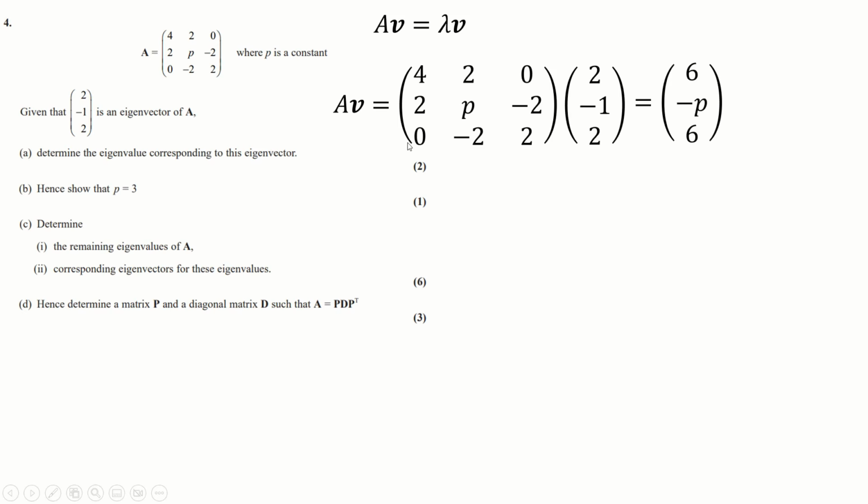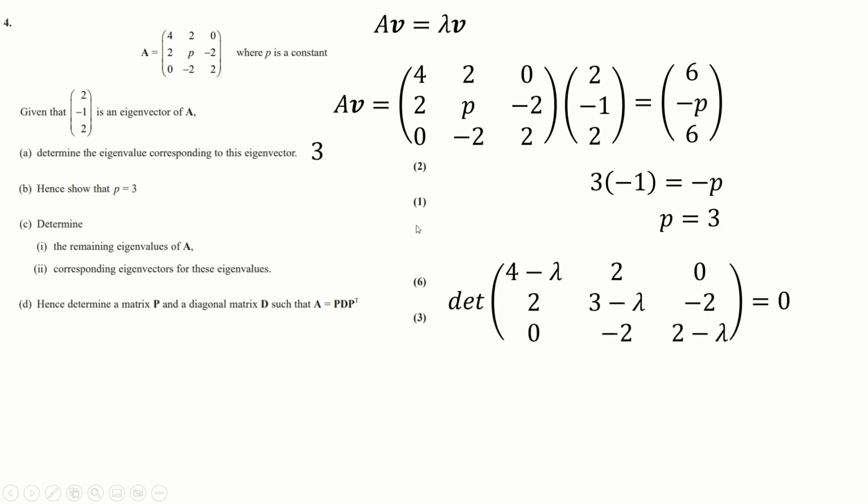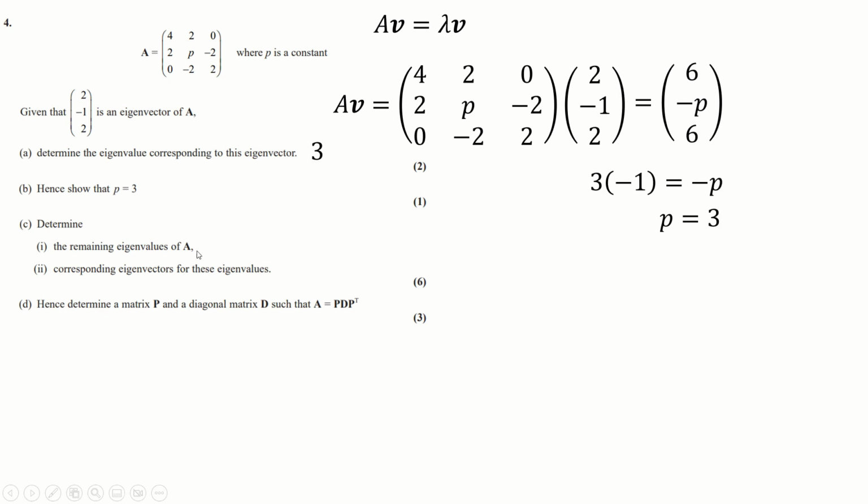Now this is clearly 3 times the original vector, because 2 times 3 is 6. So the eigenvalue is going to be 3. And then, of course, minus 1 times 3 would give you minus 3. So p is minus 1 times 3, which gives you minus 3. Therefore, p has to be positive 3 to make this whole thing minus 3. Yeah, that's cool.